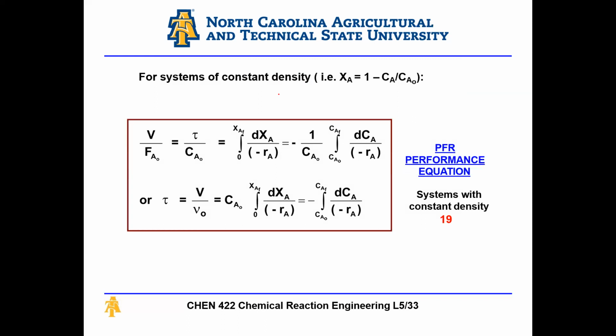And this is the PFR performance equation. Again, you should be able to use it. The main point of this performance equation is that, for dXA over minus RA, if I give you a reaction rate, you just rewrite it in terms of X and do this integral. If you just want to solve in terms of concentration, you write it here and do this integral right here. You get your final expression, and you solve for whatever parameter you're being asked for. Okay.